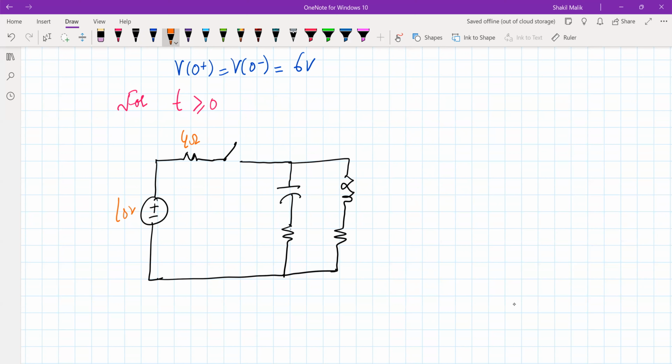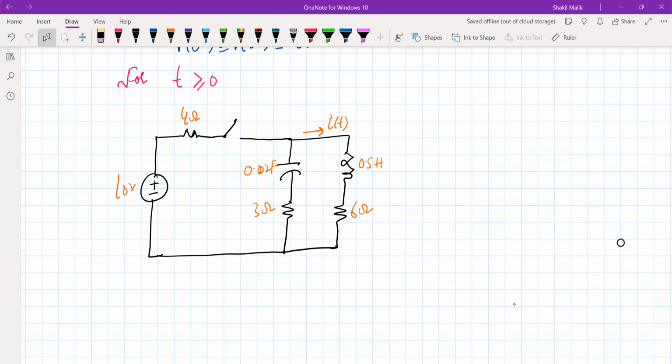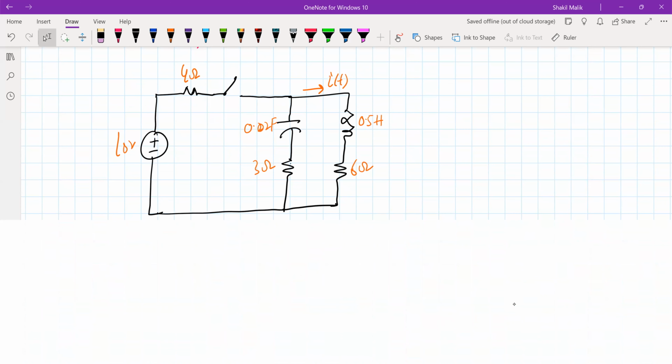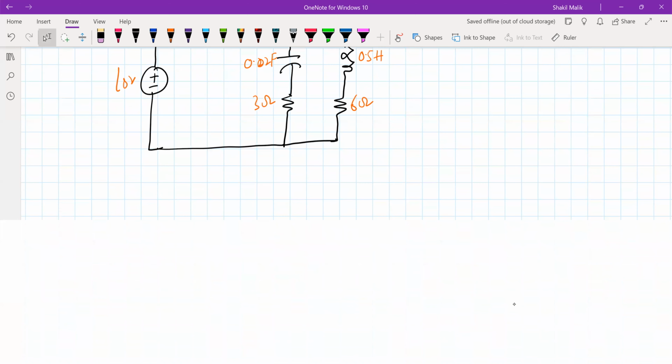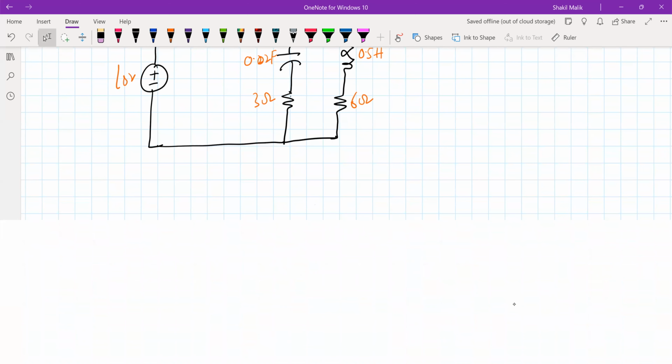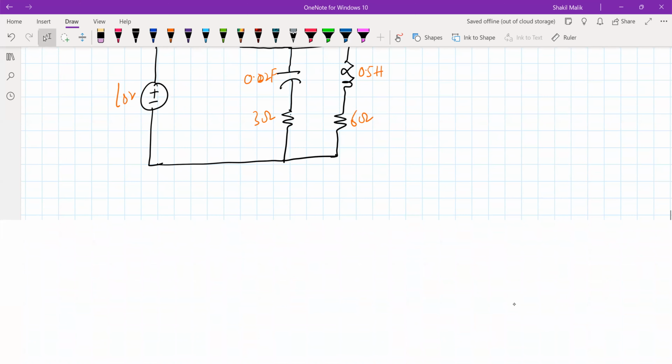This is 4 ohm. As you can see, there is no effect of this 10 volt and 4 ohm series resistor. This is 0.02 farad. This is 3 ohm. This is 6 ohm, and this is 0.5 Henry or 1/2 Henry. This is I of t. Our goal is to find I of t. Okay, that's what we have to do in this. So we will use the Laplace transform approach to find the value of this I of t for t greater or equal to 0.